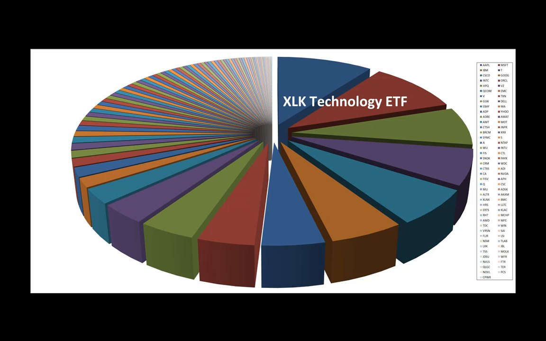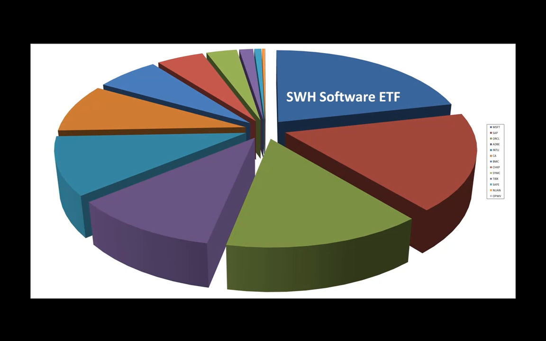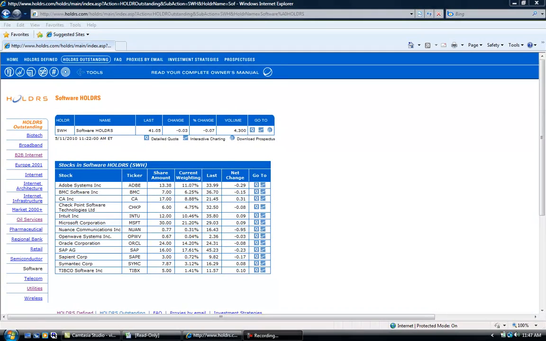If you want to get even more specific, let's say you wanted to own technology, but you were really only particularly interested in owning software names. You could just go out and buy ticker symbol SWH, which is an ETF that represents 13 of the biggest software companies in the world. So let's take a look at how an ETF is assembled. Take, for instance, SWH, which again is Merrill Lynch's software ETF.